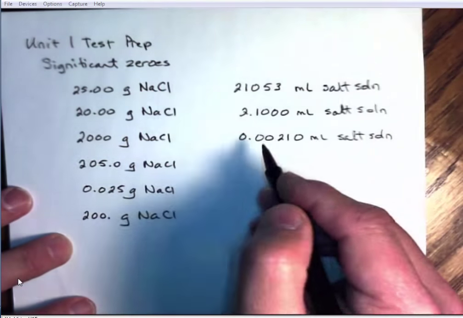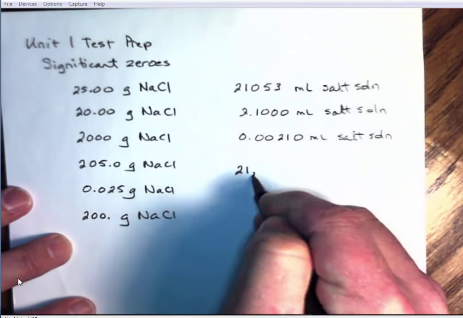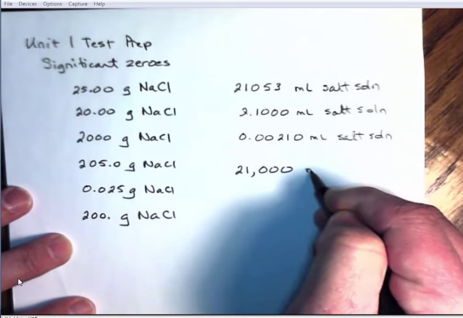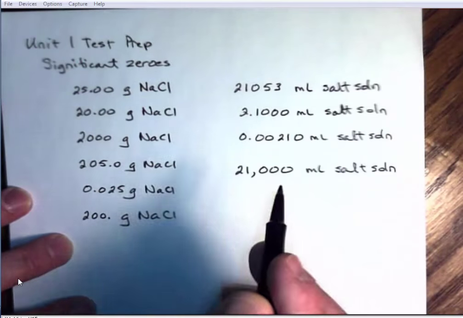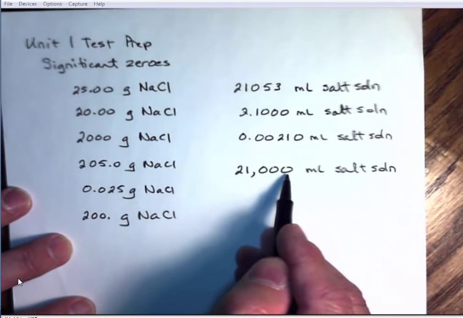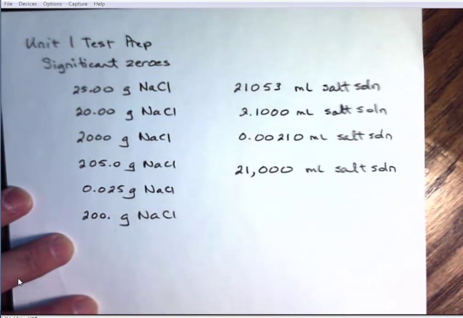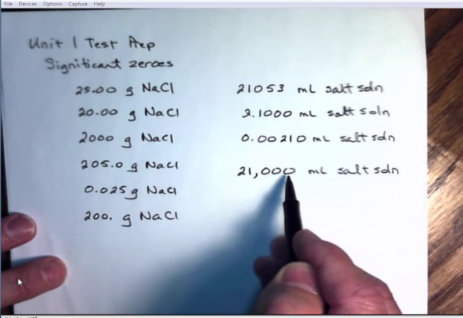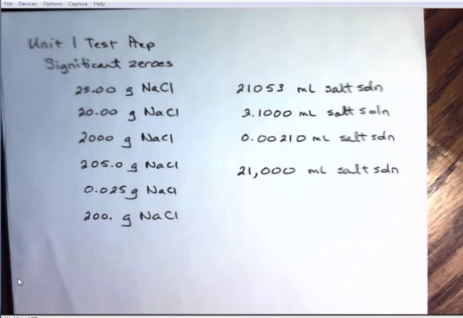So let's say that we have a number like this, where we have 21,000 milliliters of salt solution, and I need to show that this one digit right here is not significant, but these other 2 zeros are significant. I've done this measurement. This is what I have, or I've done the calculation. I need to show that I have 4 significant digits and the 0 is not significant. Okay? The way that you handle that is with scientific notation.